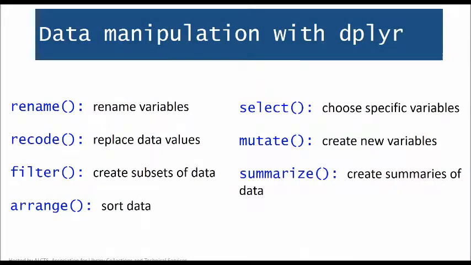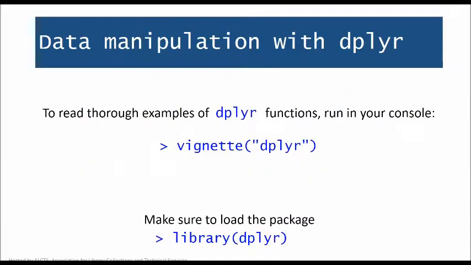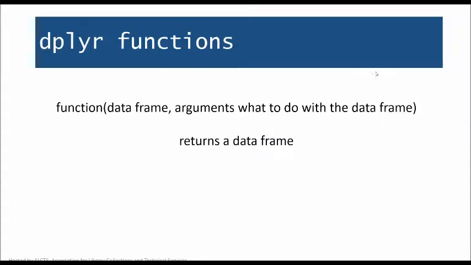These are some of the things that you can do with dplyr, and we're going to be going over all of these: renaming variables, recoding, creating subsets, rearranging, selecting specific variables, and creating new variables. Summarize, we're going to cover in the next session. I've given some help resources for dplyr in your handout. You can also run the function vignette dplyr in your console, and this will bring up a tutorial on how to use dplyr. Before you use it, of course, make sure to load the package by calling library dplyr.